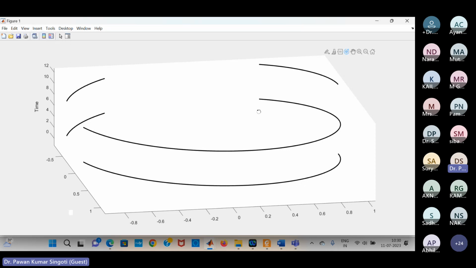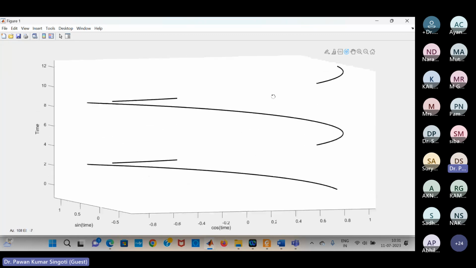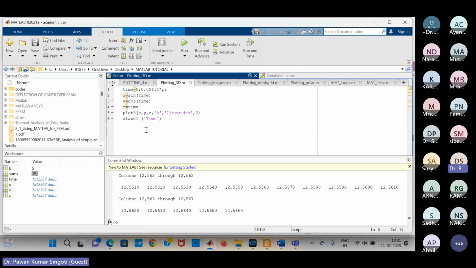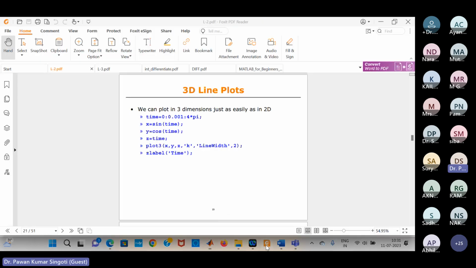It will ask you to edit, so the cursor comes and you can edit it. X label: sine of time, like that. Y label: cos of time. So you can also edit the figure here. This is about plot3 for three-dimensional plotting.